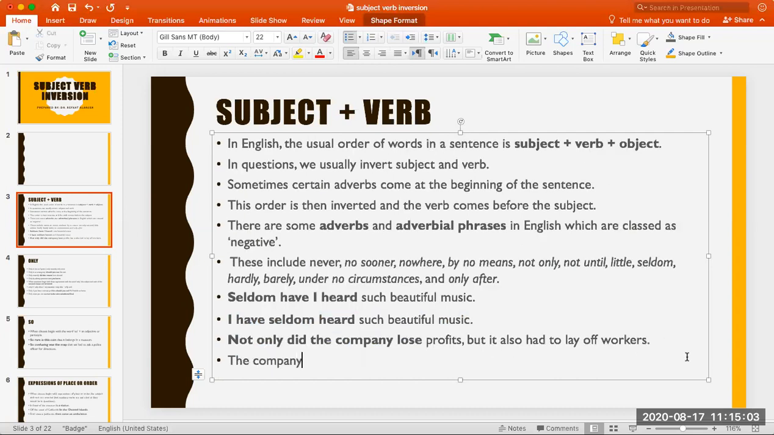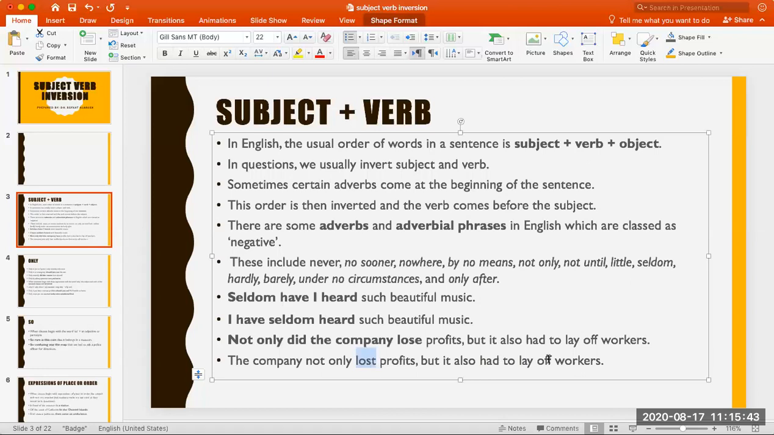The company not only lost profits, but it also had to lay off workers, to tell workers, go home, you no longer have jobs, which is really sad. No subject-verb inversion here. So look at this. This is the subject, the company. This is the verb, lost, because it is a main verb, and it's in the past, lose, lost.